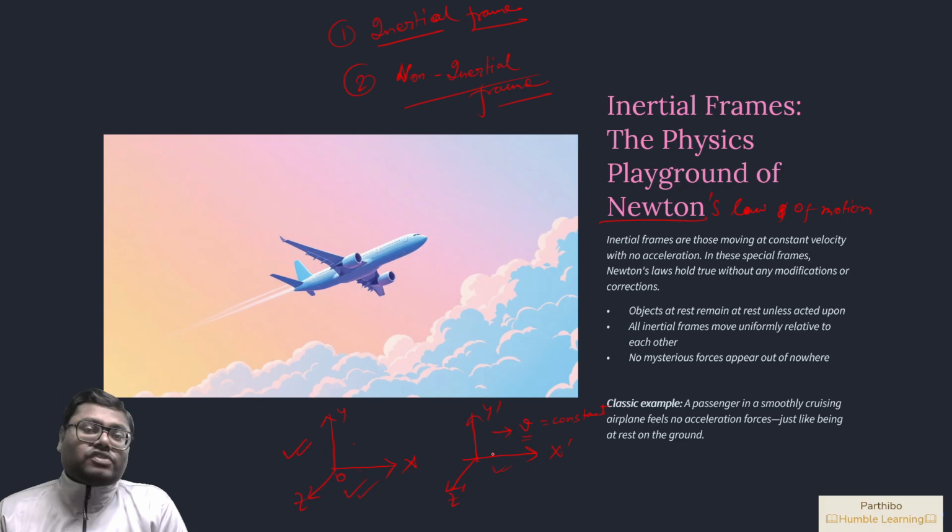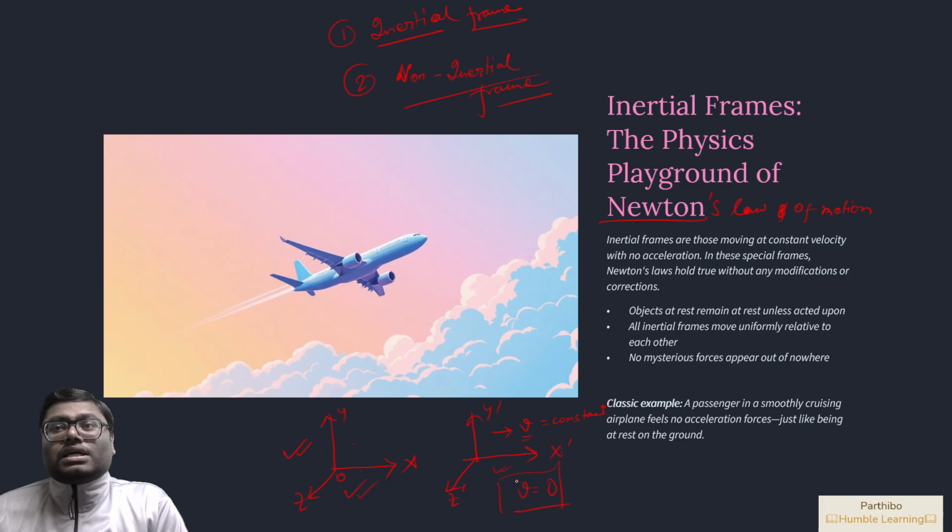Whenever a frame of reference is at rest, or moving with constant velocity, and v equal to constant means v equal to 0 can also be a value, right? So whether a frame of reference is at rest or moving with constant velocity, it is called an inertial frame. So inertial frames are those moving without acceleration.